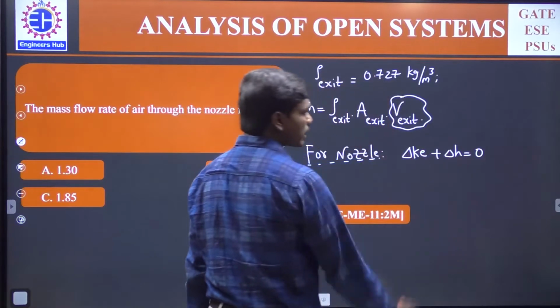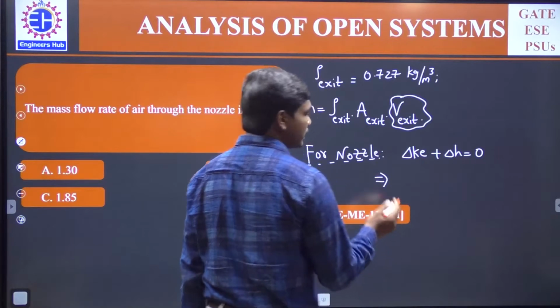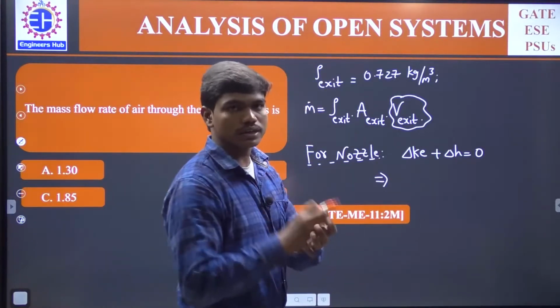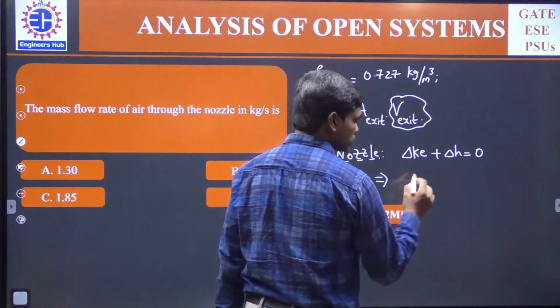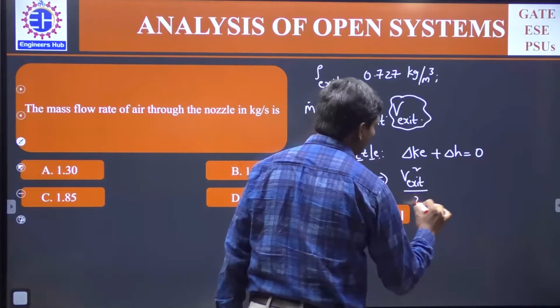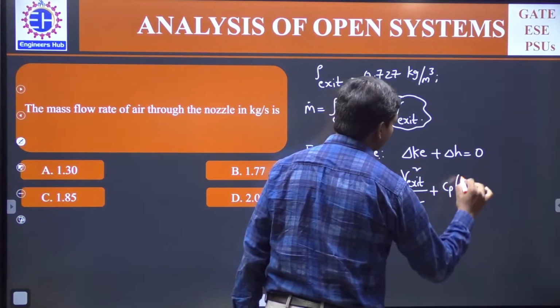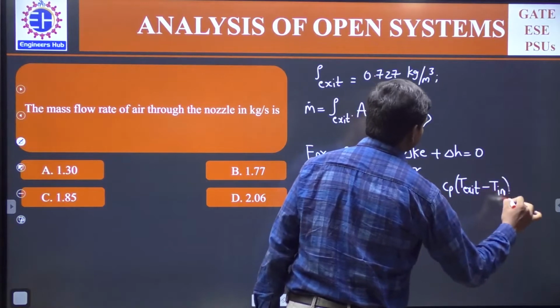And delta H for ideal gas is Cp into temperature difference. Initially, the velocity from the reservoir is very small compared to the exit velocity of the nozzle. So if you make all such assumptions, we get V exit squared by 2 plus Cp into (T exit minus T inlet) is equal to 0.